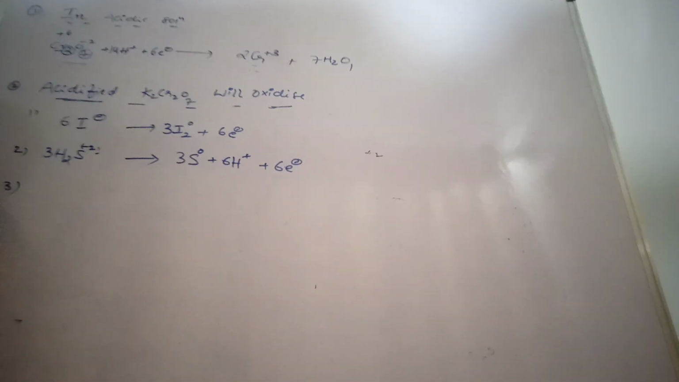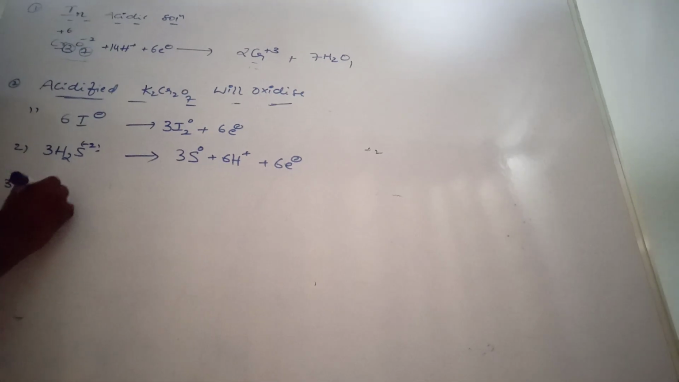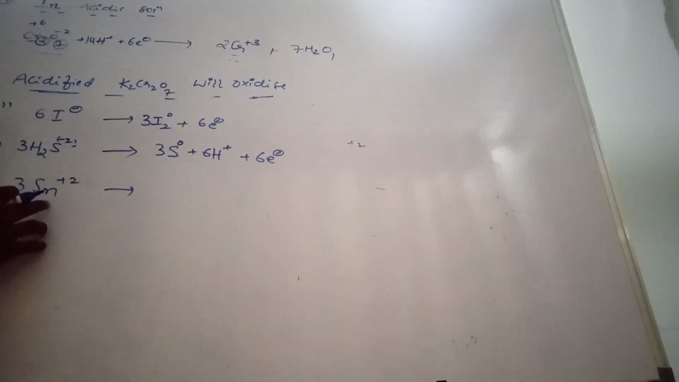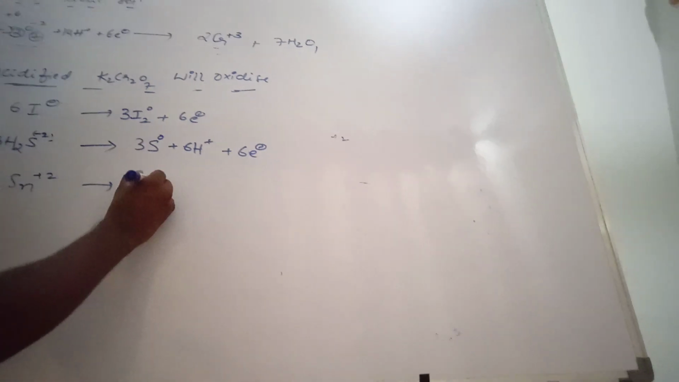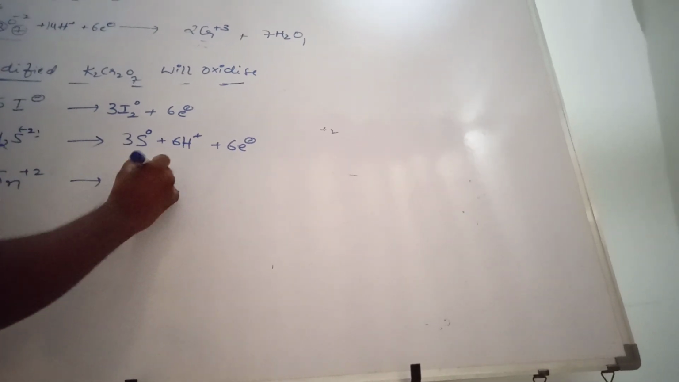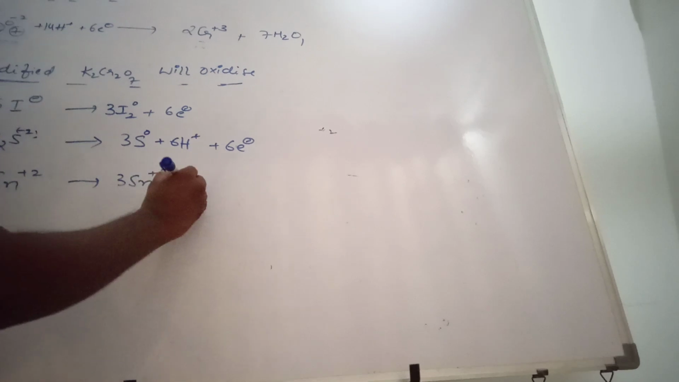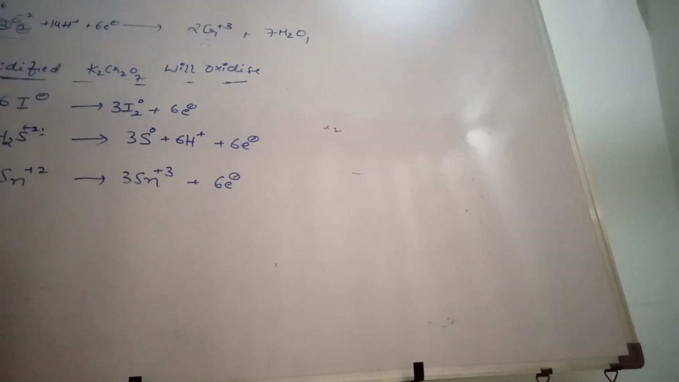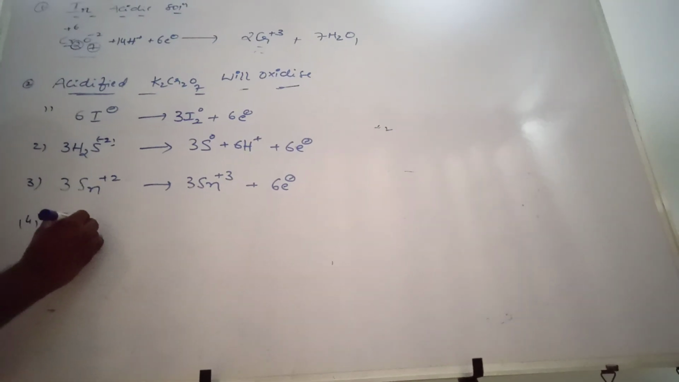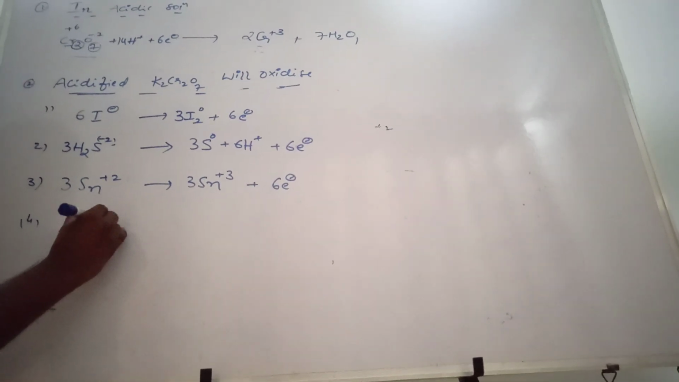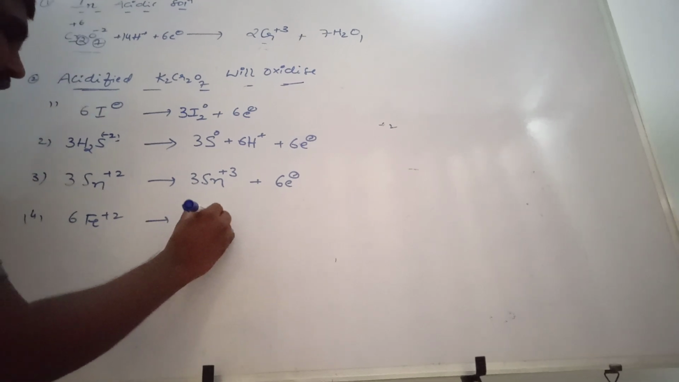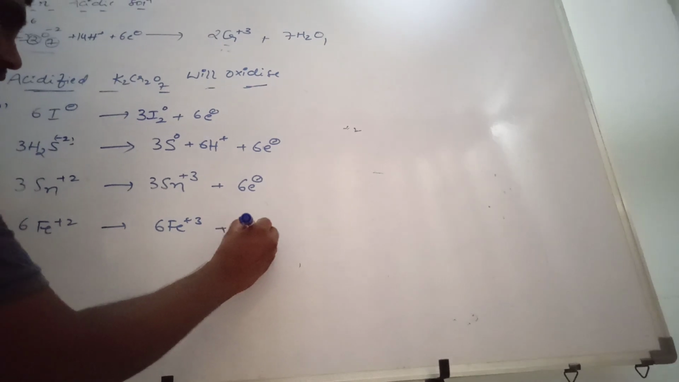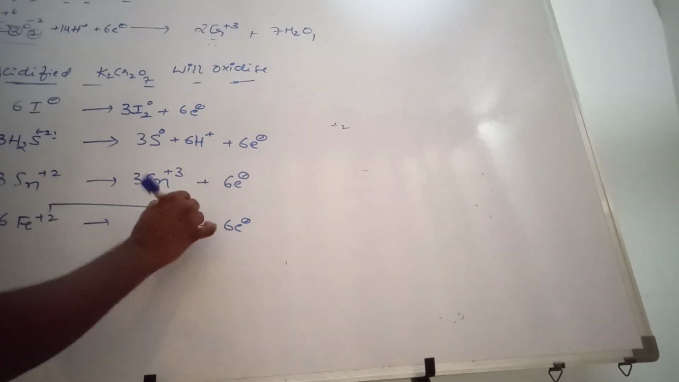Next one, 3 moles of tin, stannous plus 2 salts, are immediately converted to plus 3. Here it is a loss of 6 electrons. After that, the fourth one, 6 moles of Fe power plus 2 is converted to 6 moles of Fe power plus 3, with 6 electrons. The oxidation number increases, so it is oxidized.